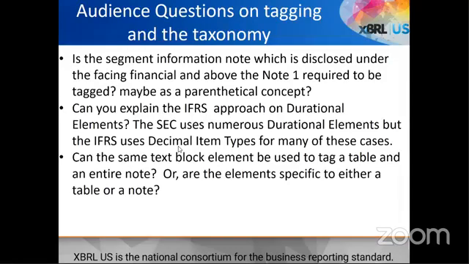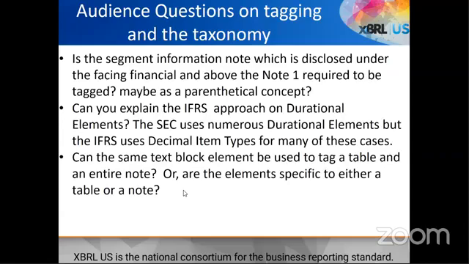Okay, thanks, Walter. The third question on the slide is, can the same text block element be used to tag a table or an entire note? Or all the elements? Well, this is interesting. The scope of the question is a little ambiguous. Do they mean in two different filings, could one be a table and the other be a note? Yeah, I actually think that could happen. If they mean, can it be used within a single filing? Well, no, obviously they are supposed to both be in the same context, the main context of the entire report. So you obviously couldn't do that.